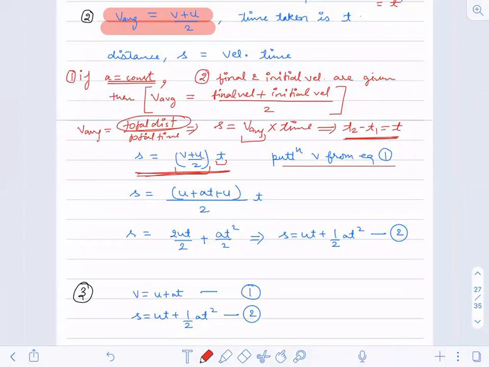Then S is equal to U plus AT plus U divided by 2 into T. And then you just solve it and you'll get this value.